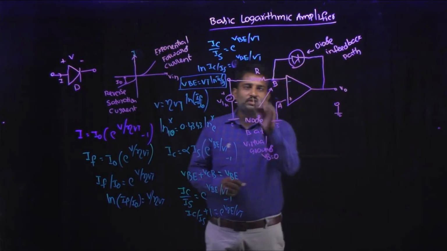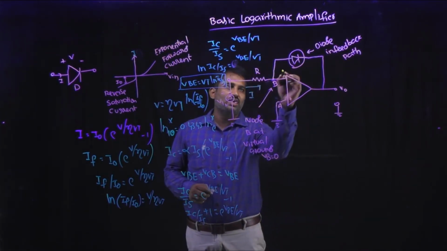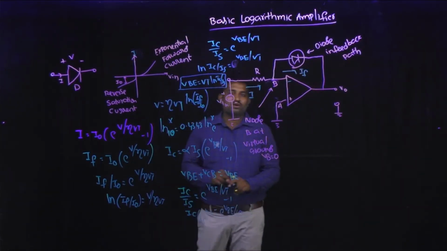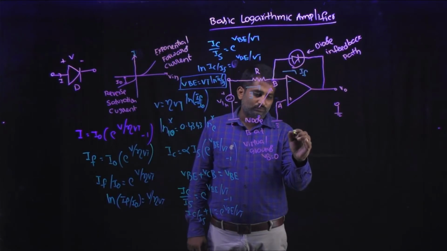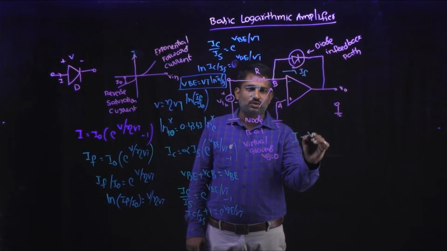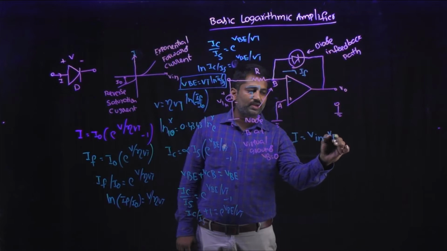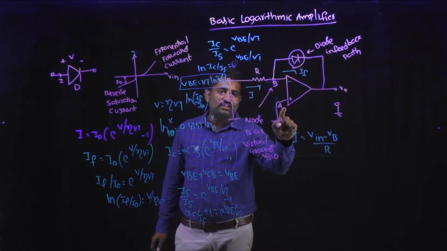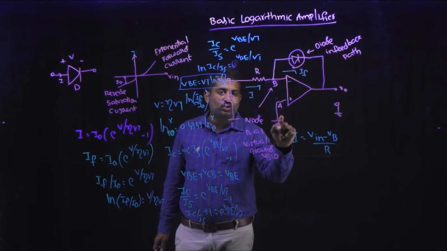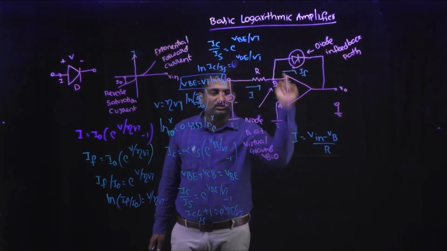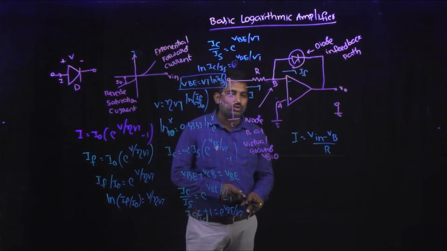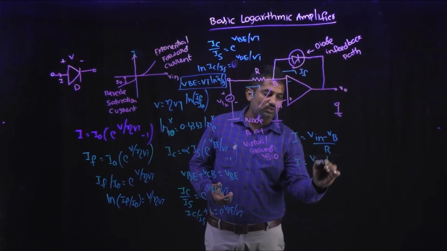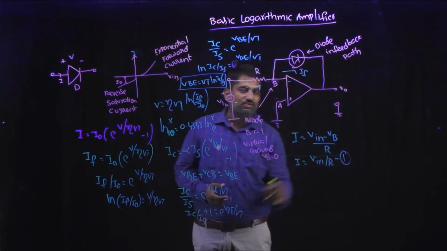Now I am taking the current passing through this as I, and the current passing through this as IF, the feedback current. First, by using Ohm's law, I is equal to Vin minus VB divided by R, and the non-inverting terminal is connected to ground. That means A is connected to ground. According to the virtual ground concept, the potential at B is also equal to zero. Now I can be rewritten as I is equal to Vin divided by R. Take it as equation number one.